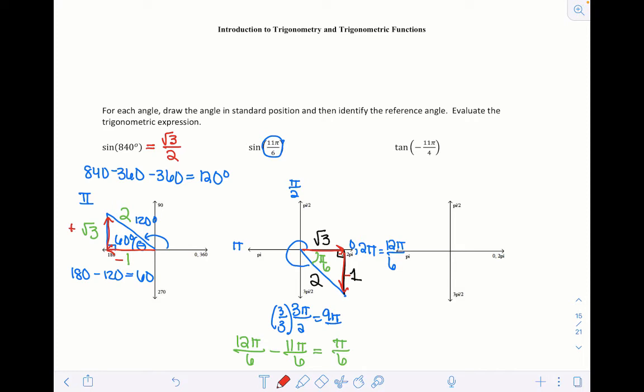And now the last step is, once I have everything drawn out, I'm going to go back and look at my angle. Okay, sine of 11 pi over 6 is what? So sine is opposite over hypotenuse, so that's going to be negative 1 over 2.